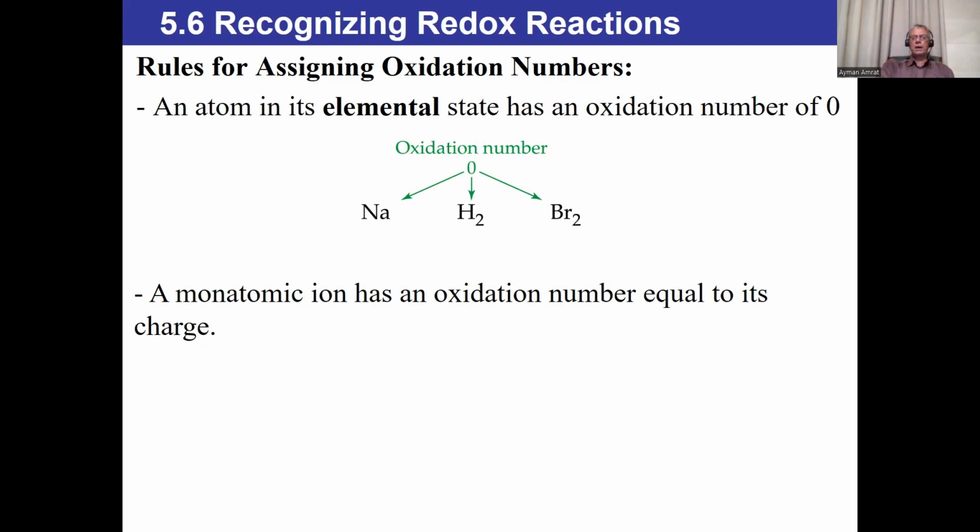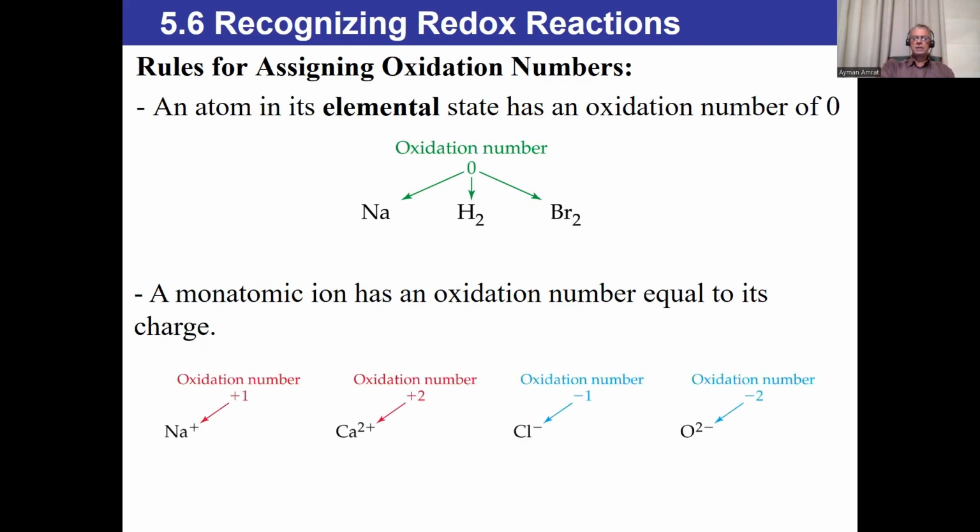A monoatomic ion has an oxidation number equal to its charge. For example, Na+, oxidation number +1; calcium 2+, oxidation number +2, and so on. For monoatomic ions, the oxidation number is the charge of the ion.